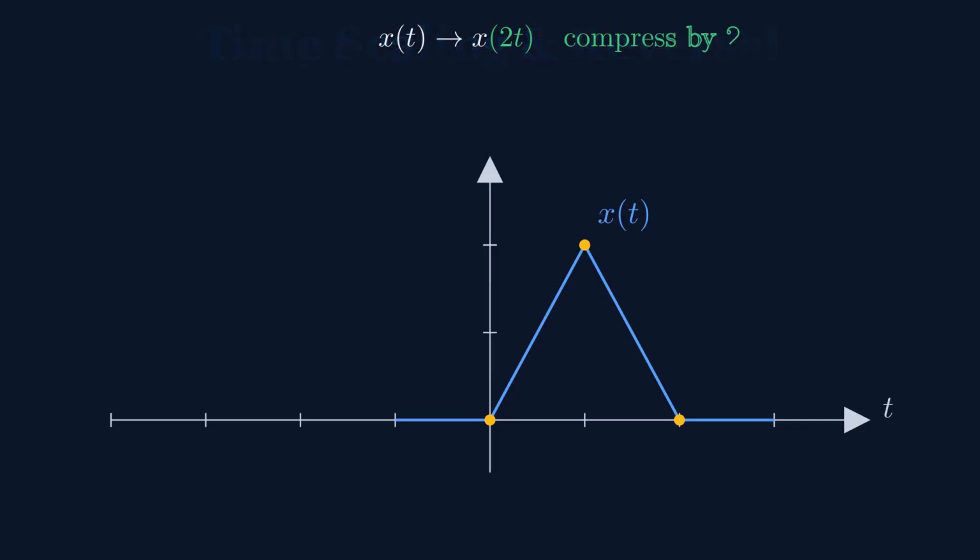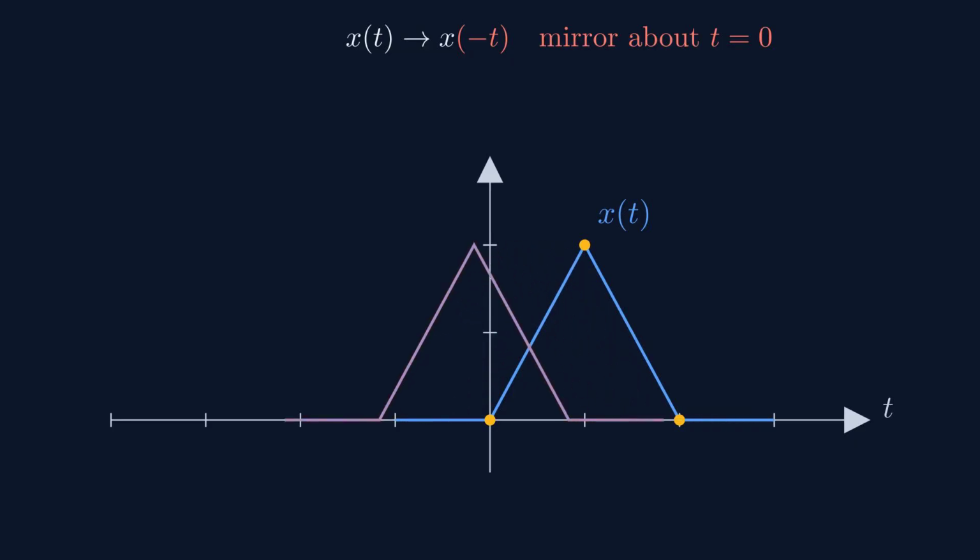Time scaling compresses or stretches a signal. Given x(t), the signal x(kt) is obtained by dividing the time axis by k. If k is greater than 1, the signal is compressed. If k is between 0 and 1, it is stretched.